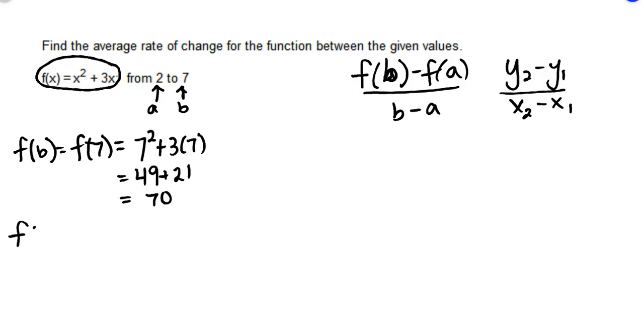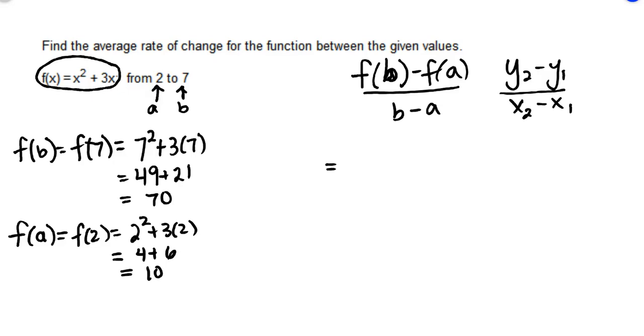And we'll find f of a. F of a is f of 2. That's 2 squared plus 3 times 2. 2 squared is 4, 3 times 2 is 6, and 4 plus 6 is 10. Now we'll apply this average rate of change formula.